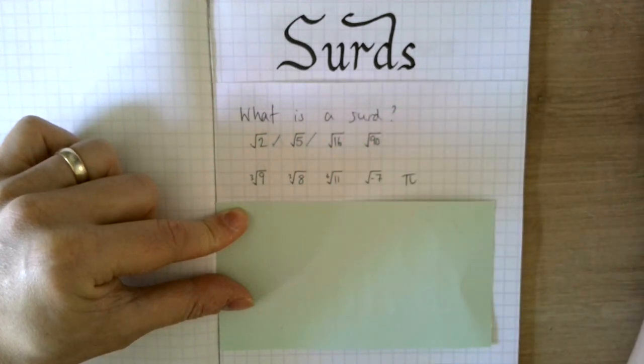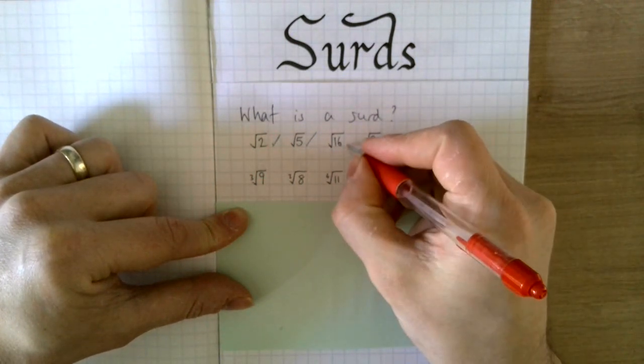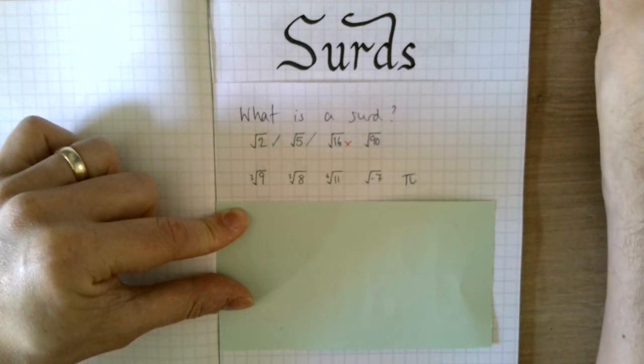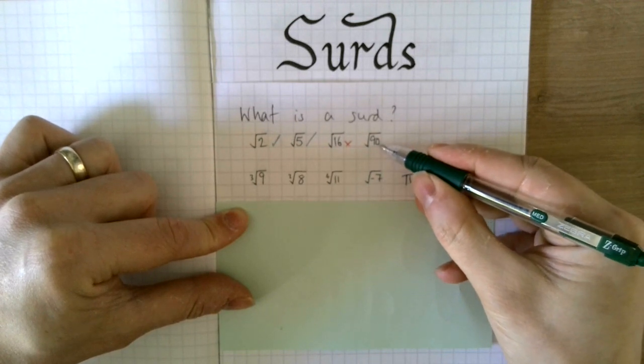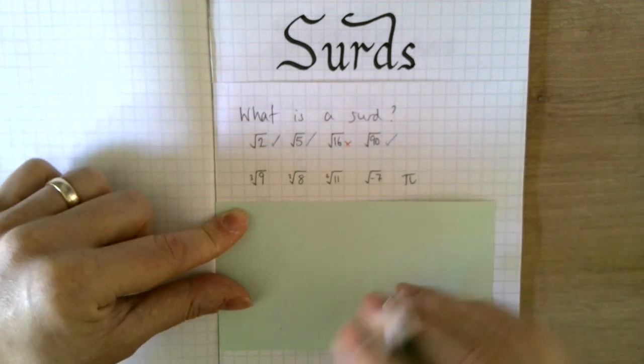Root 16, on the other hand, is exactly 4. So it's not a decimal, it's just the number 4. So this one's not a surd. Root 90, now chances are you don't happen to know that one, but because 90 is not a square number, the square root of 90 will be something irrational.